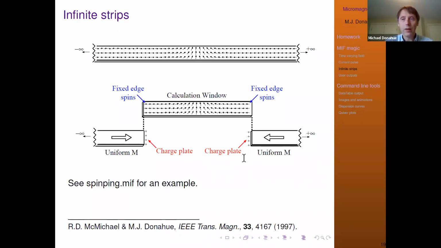Okay. And then the only other trick is that the spins here on the end, you want them to stay aligned, and so you put a small border region on the ends here, and you fix the spins as I showed last week. And again, look in this file for examples. This technique is also discussed in more detail in this paper if you want to look it up.